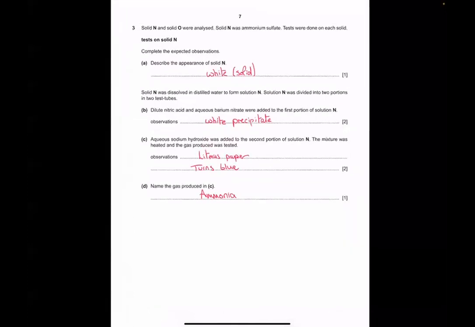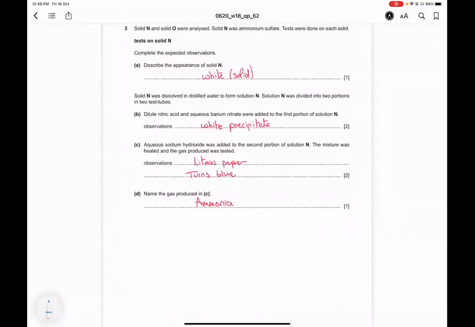Cations and anions, solutions, solids N and O were analyzed. N was ammonium, write the cation, sulfate, write the anion, and he's done tests on them. Describe the appearance of solid M.